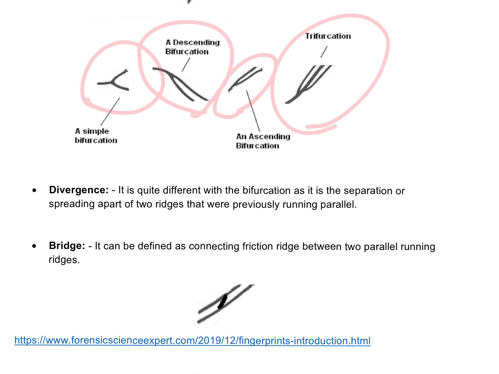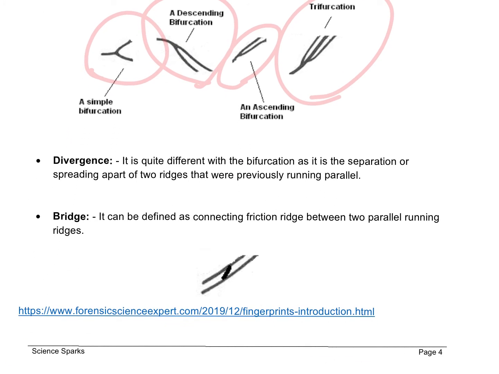So yeah, divergent is quite different. Like I said, it is when the two ridges run parallel and then spread out. Now bridge is where they connect two parallel running ridges together. This part is the bridge.